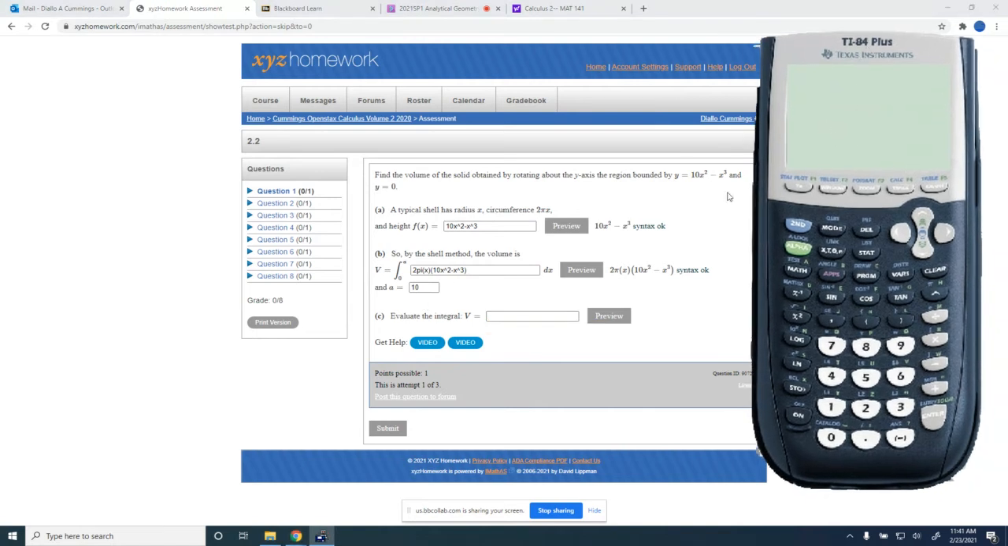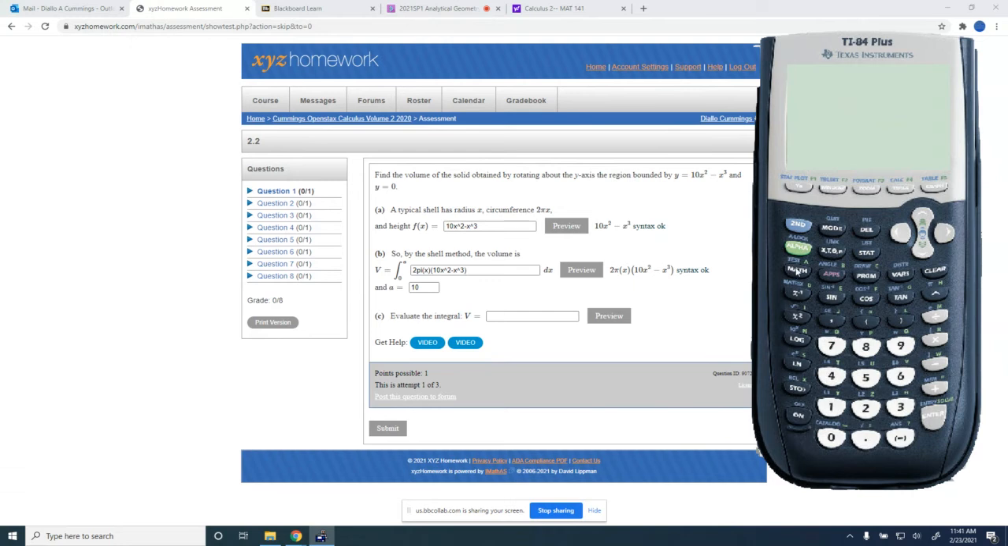Now I'm going to use the calculator to integrate it. All right, so keep in mind that in our function, we have 10x squared minus x cubed as y sub 1. So I'm going to recall that as y sub 1.